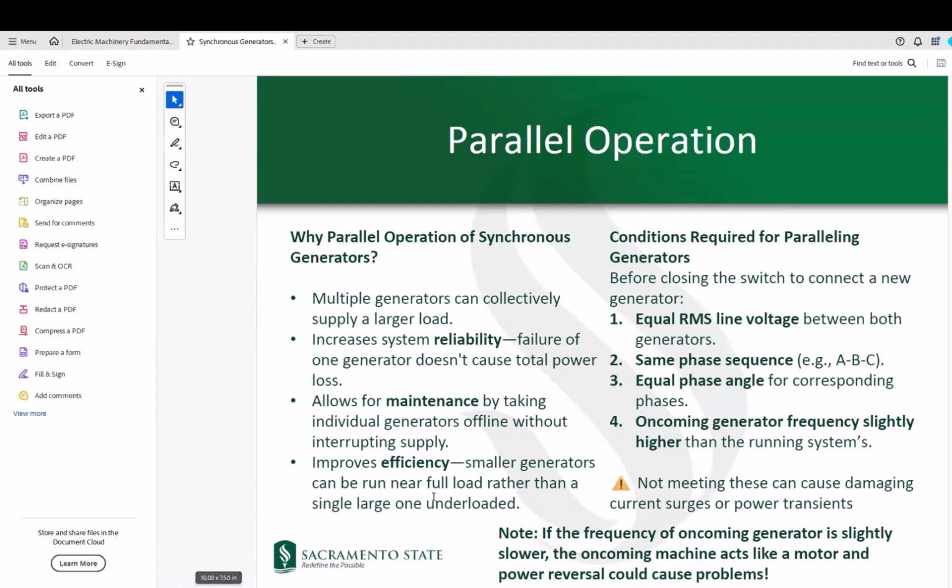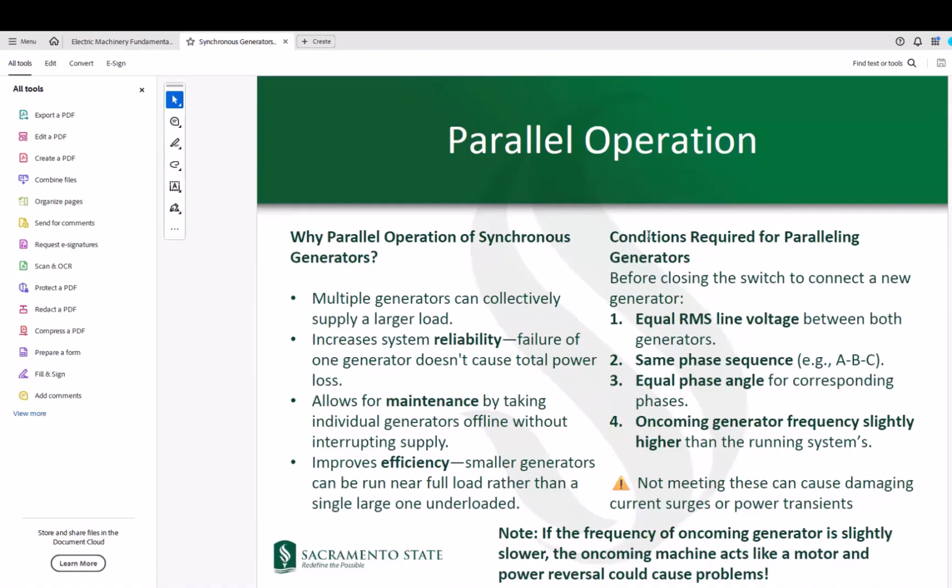It will improve the efficiency because smaller generators can come into the picture near their full load conditions, which would provide more efficiency rather than working a single large generator under lightly loaded conditions, which increases the losses under these circumstances. So in other words, you can come up with the best combination of the generators in the system that could provide the most economical scenario for powering your loads in your system. So these are some of the advantages associated with parallel operation of synchronous generators.